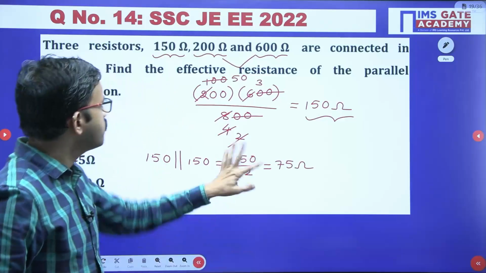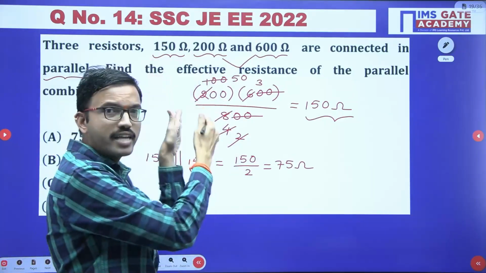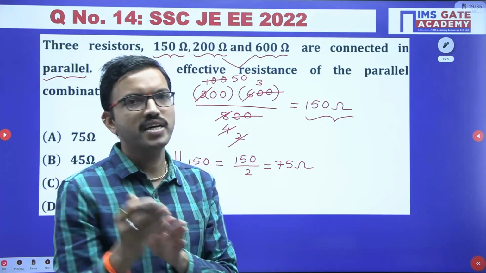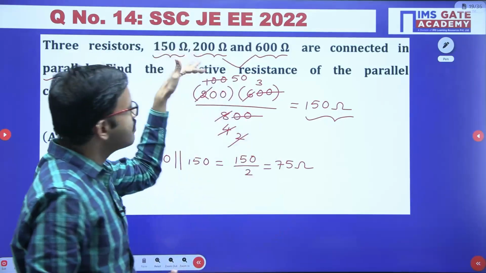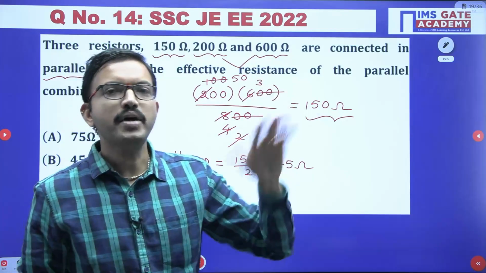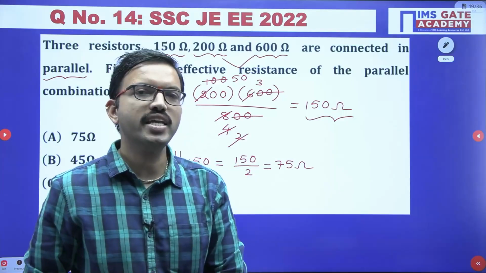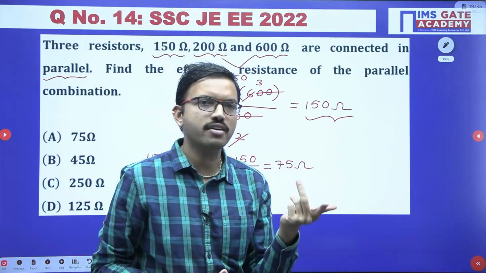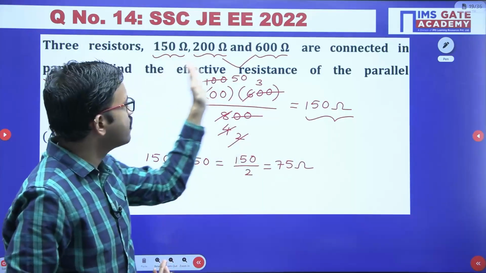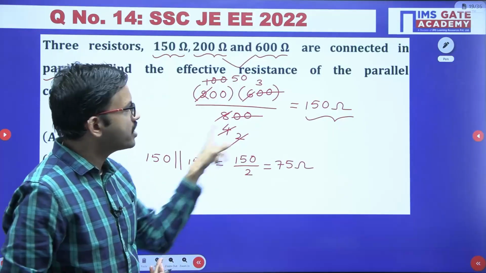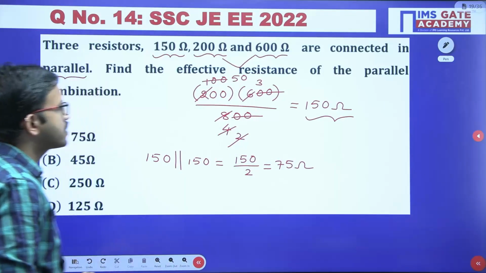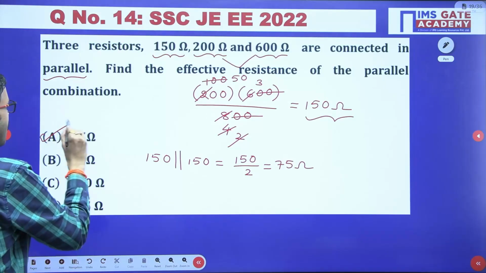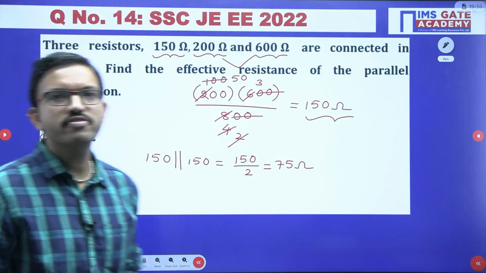75 ohm. In this way, instead of doing 1 by R equivalent as 1 by R1 plus 1 by R2 plus 1 by R3, that calculation you can do whenever they give resistor values like 1 by some other numbers. If they are doing like that, then you can easily do the calculation there. But when they are giving normal values like this, better you follow this method. With the help of this, you can easily solve the question in less time. So the answer for this question is option A, 75 ohm.